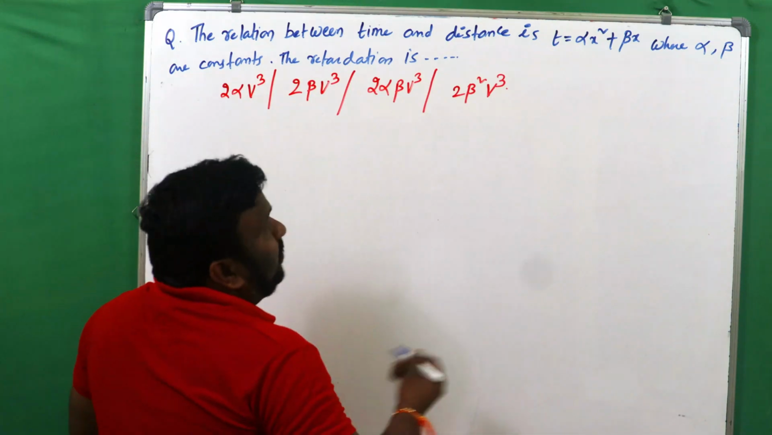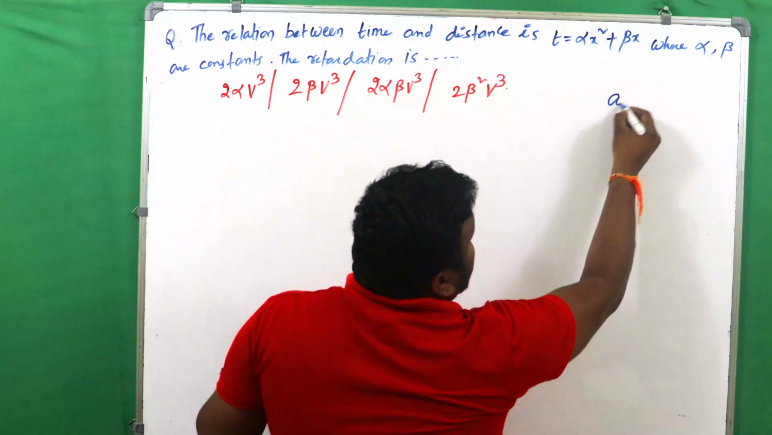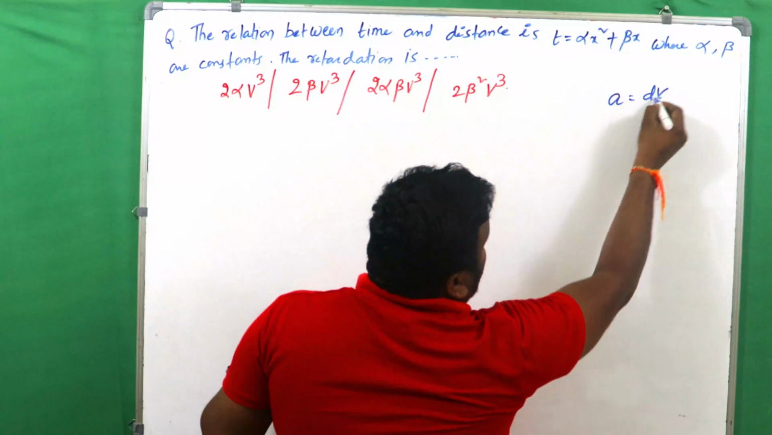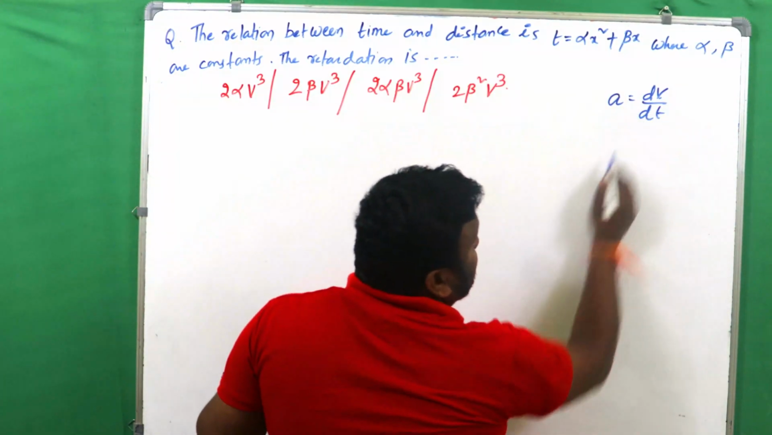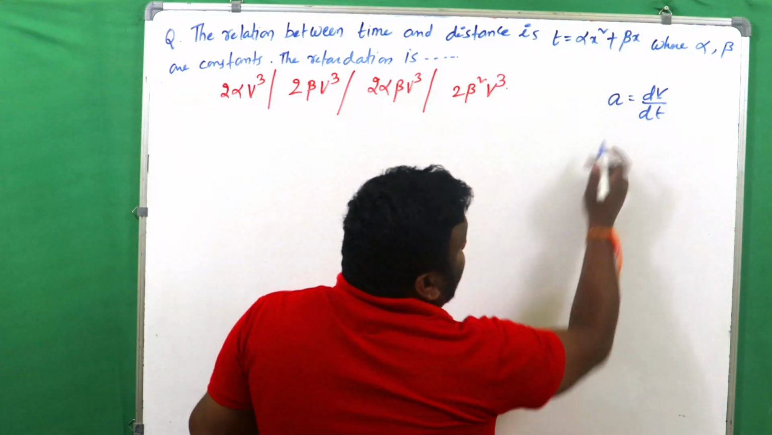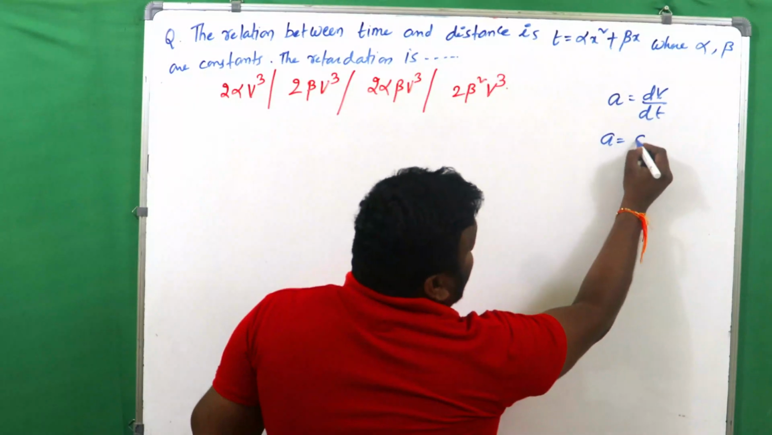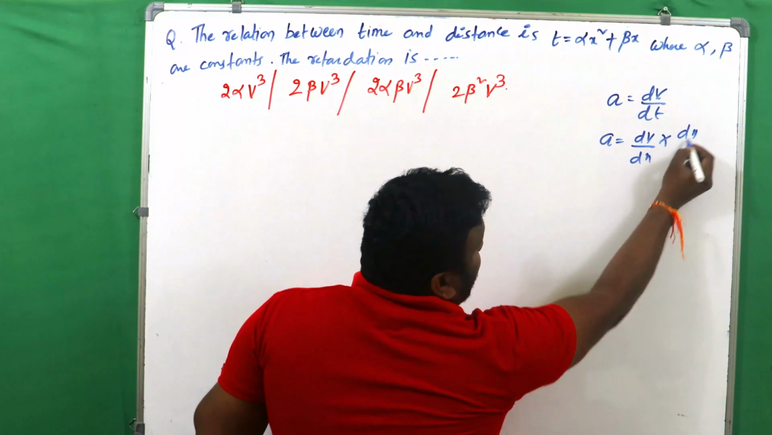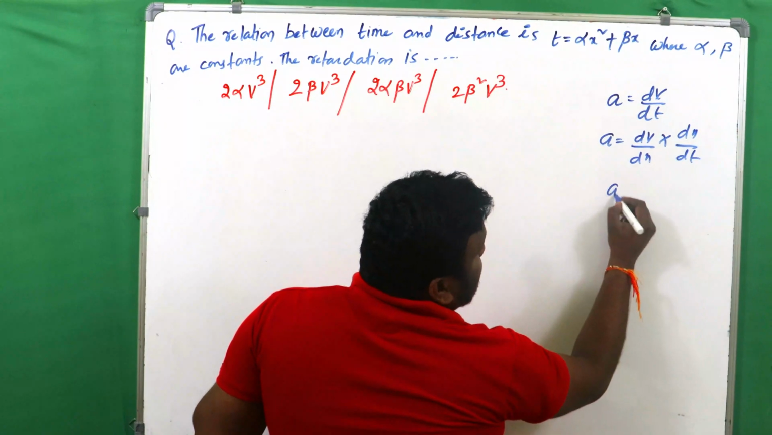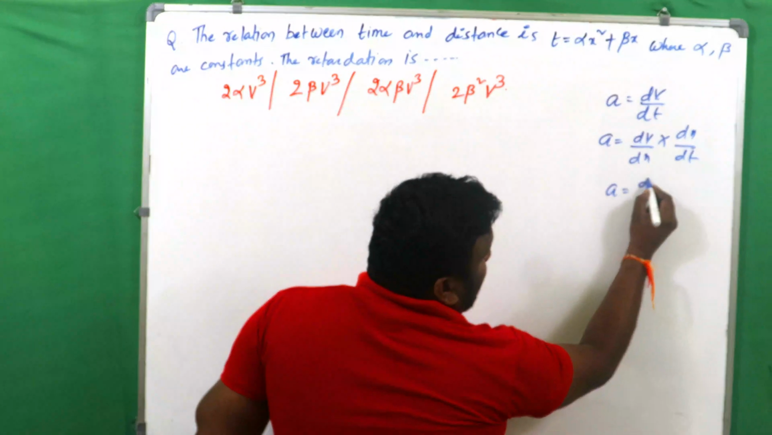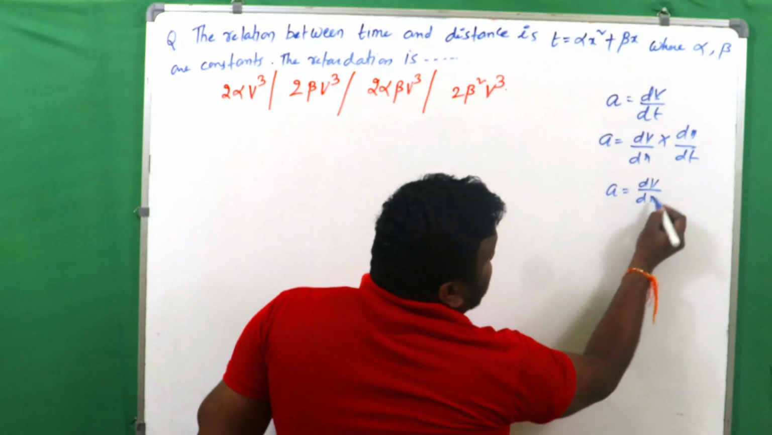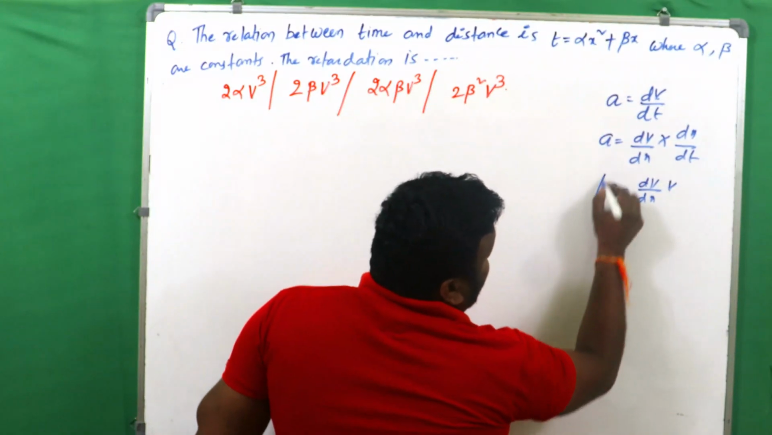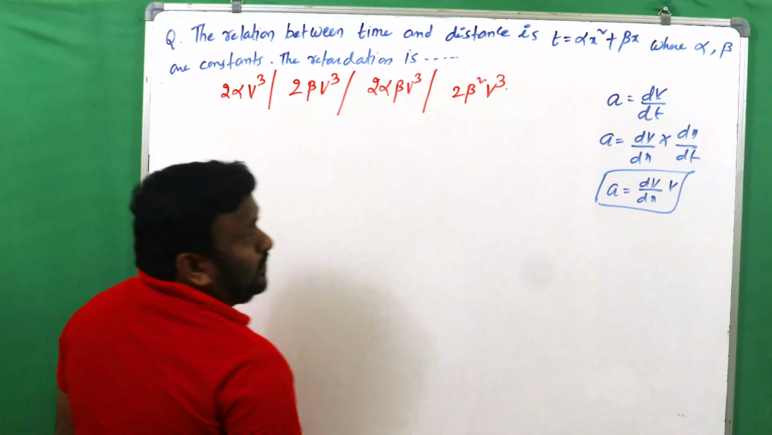So here first you have to know what acceleration is. Acceleration is nothing but dv by dt. A is equal to dv by dt, and we can write it like this: dv by dx into dx by dt. Then a is equal to dv by dx into v. So you have to remember this one.